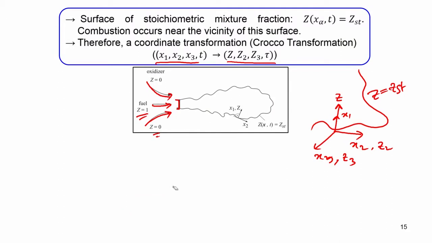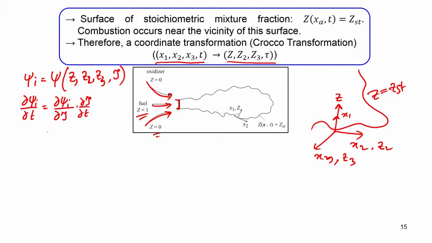That is, if we define a quantity like this, say f or xi_i, as a function of Z, z2, z3 and tau. So this is the transformation: x1, x2, x3 is equal to Z, z2, z3 and tau. Then del xi_i del t is essentially del xi_i del tau times del tau del t, plus del xi_i del Z times del Z del t, plus del xi_i del z_alpha times del z_alpha del t.